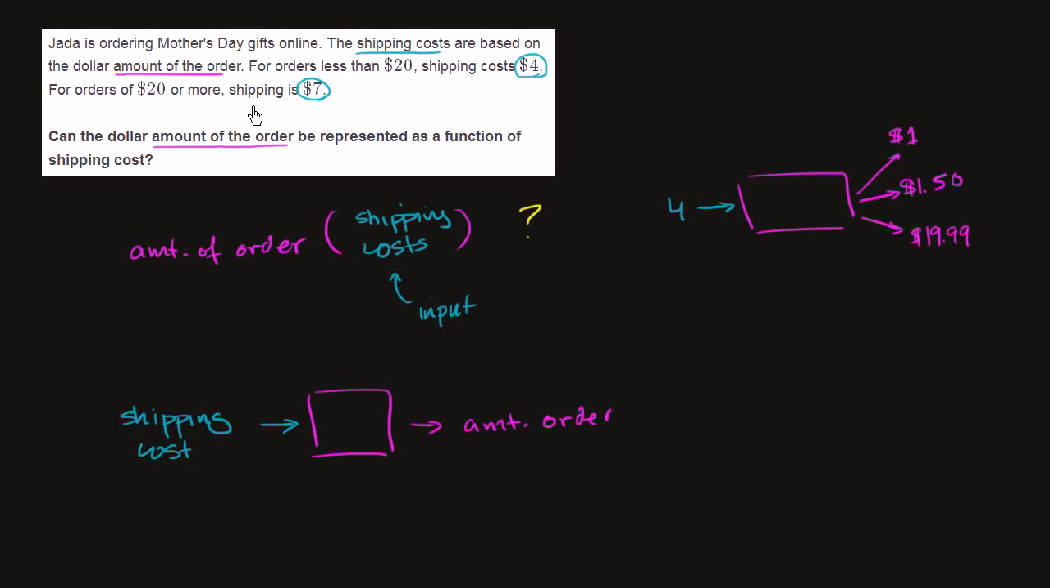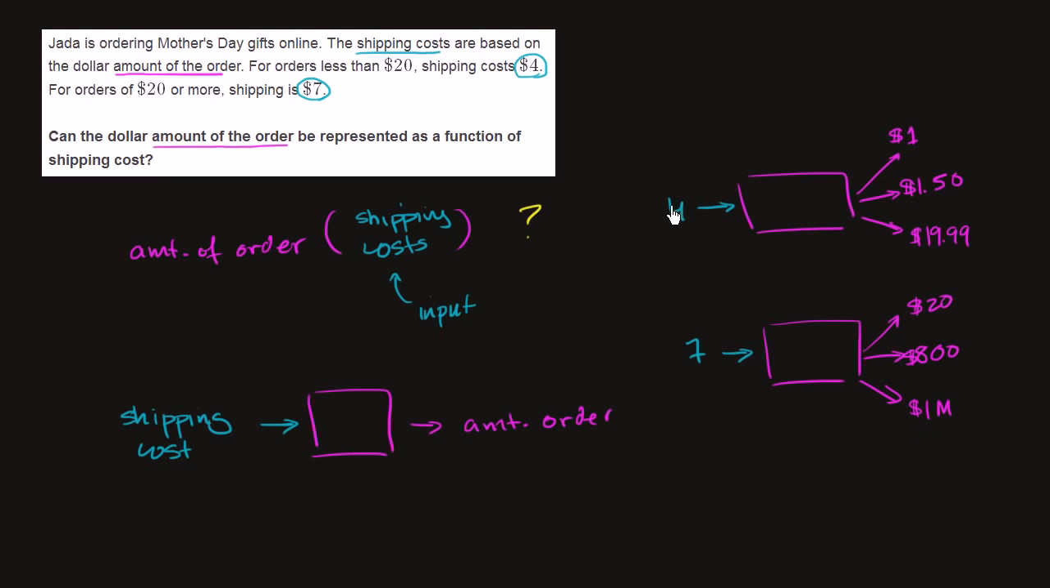We could do a similar thing if we inputted 7 into this relationship. Then I could put literally an infinite number of numbers. It could be $1 million. So if I input 7 into this relationship that we're trying to test whether it's a function, if 7 is the shipping cost, then the order we just know is $20 or more. So it could be $20, it could be $800, it could be $1 million. There's actually an infinite number of values that it could take on right over here.